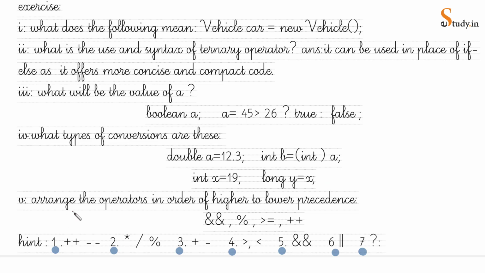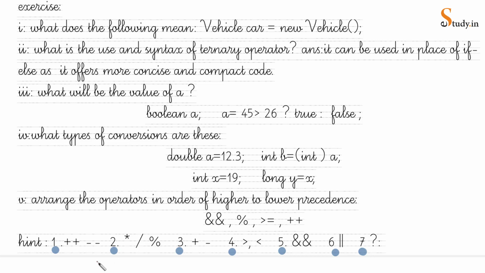Okay. Next is arrange the operators in order of higher to lower precedence. Now here we should know what the precedence is, or the order in which the operators are evaluated. So just remember a few points here. These are the four operators which we have to order. They have given us logical and, modulus, greater than equal to, and ++. So what is the order of evaluation? Which operator has got the highest precedence here? So we have to arrange it in that order.